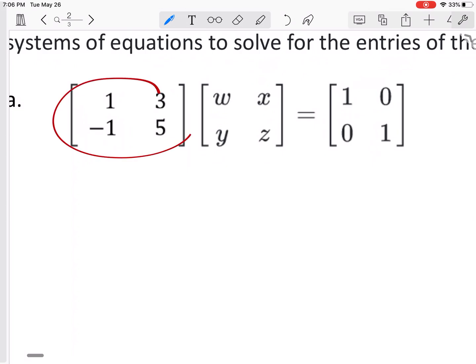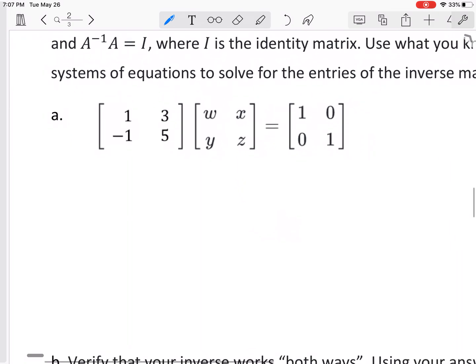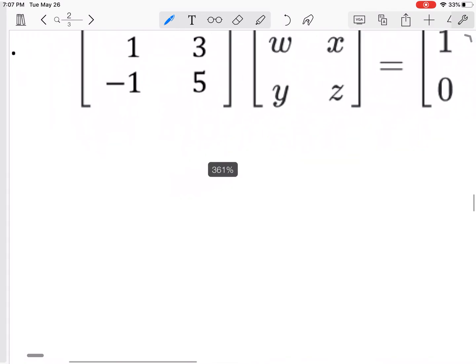So basically they're saying the matrix 1, 3, -1, 5 times some other matrix will equal the identity matrix. But what is this matrix? We want to figure out what those entries are. So let's apply what we know about matrix multiplication.